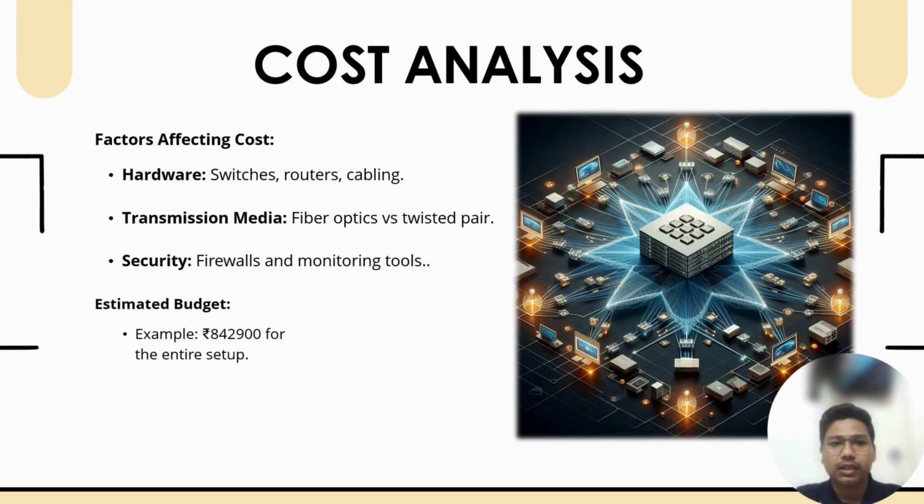A network's cost depends on the hardware, cables and the security measures. Here is the breakdown. As we are doing the cost analysis in this presentation, we are taking some pre-assumptions. Let's talk. Hardware cost 5 lakh, cable cost 3 lakh, security cost 2 lakh. The total is 10 lakhs. Though it seems high, this investment ensures long-term reliability and security.